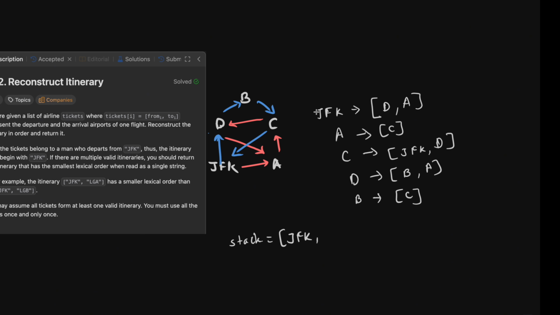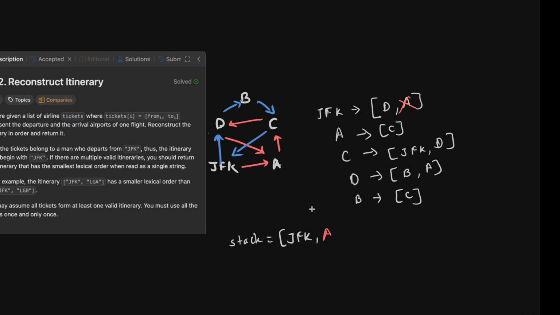Before that, when you are building this adjacency list, you need to sort these tickets in reverse order. So something like this. For JFK, you want D to come first and A to come last, in sorted order, in descending. So once you have created this adjacency list in the reverse sorted order, let's run through this loop one more time. You start at JFK, you have two options, D and A. In your adjacency list, you will have A as the last element, so you pop that and put it into your stack.